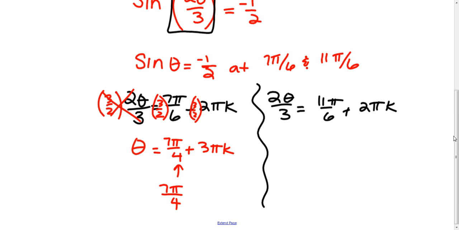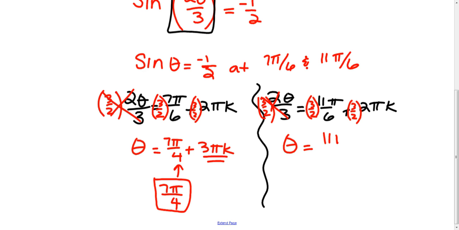That is not bigger than 2 pi because 8 pi over 4 would be bigger than 2 pi. If you add 3 pi to something, clearly it's going to be bigger than 2 pi. So if I add 3 pi to it, it will be bigger than 2 pi and I don't need to worry about it. Similarly here, I will multiply everything by 3/2. Okay, 3's cancel, 2's cancel, and I get theta equals 11 pi over 4 plus 3 pi k. Okay, 11 pi over 4 is already bigger than 2 pi, so I don't need to worry about it.